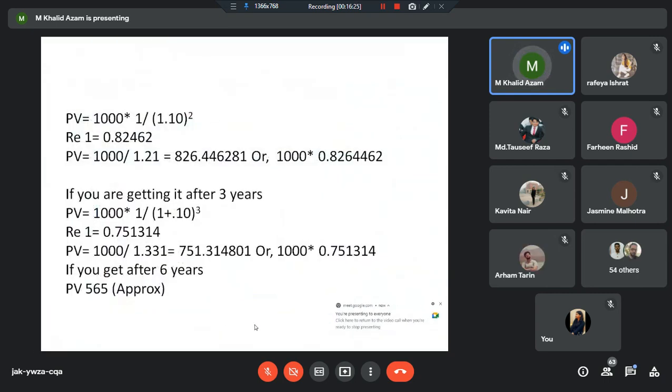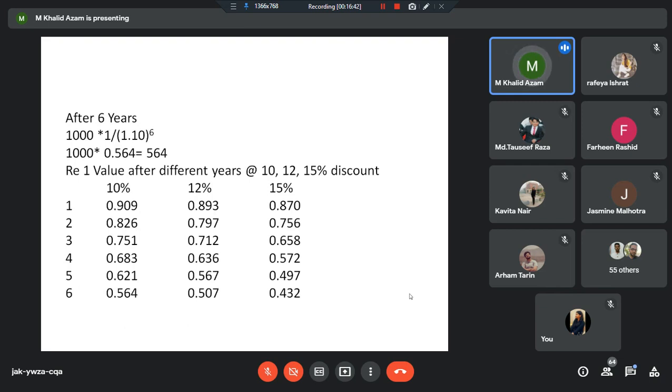So after that, how much will be its value today at the time of investment? So the present value, we are going to calculate it like this. Now, coming to another important part, see here, after 6 years, no doubt, this calculation I have made just for simplicity, 1000 divided by 1.1 to the power 6, so that is 564, which is coming like this.